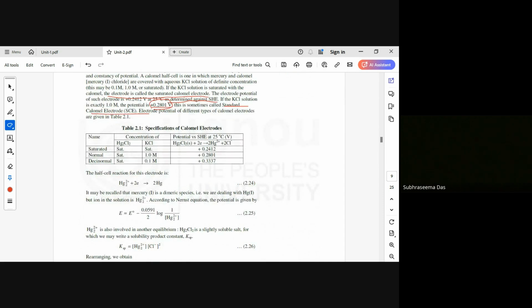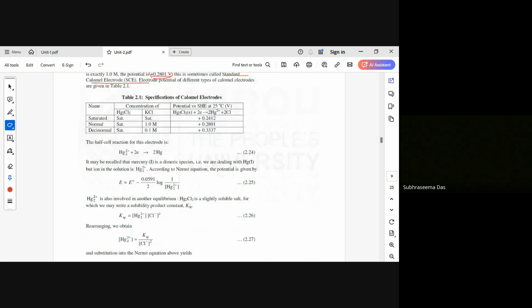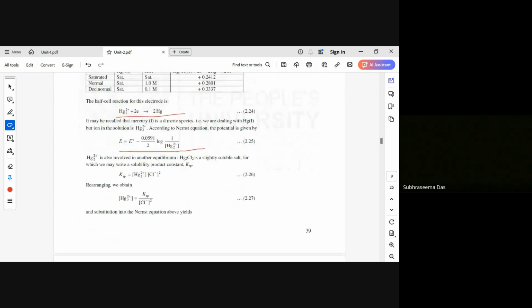Then the half electrode reaction of a SCE is given here. Since mercury is a dimeric species, it is written as the dimer, and the Nernst equation is given by equation 2.25. Now Hg2 2+ is also involved in another equilibrium, since Hg2Cl2 is a slightly soluble salt. So we can write it in terms of its solubility product, that is Ksp is equal to the concentration of Hg2 2+ times the concentration of Cl- squared.